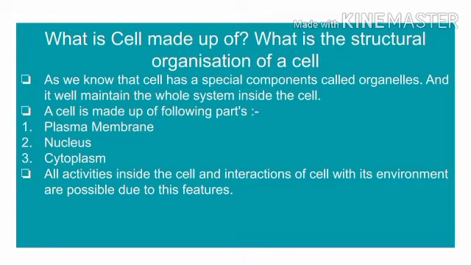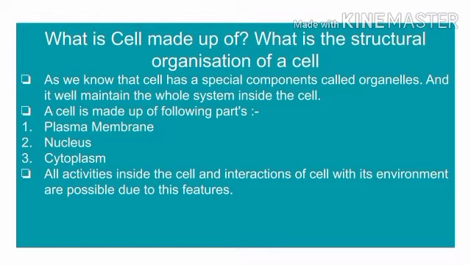Our next topic is, what is a cell made up of? What is the structural organization of a cell? As we know, a cell has special components called organelles, and they maintain the whole system inside the cell. A cell is made up of the following parts: plasma membrane, nucleus, cytoplasm.